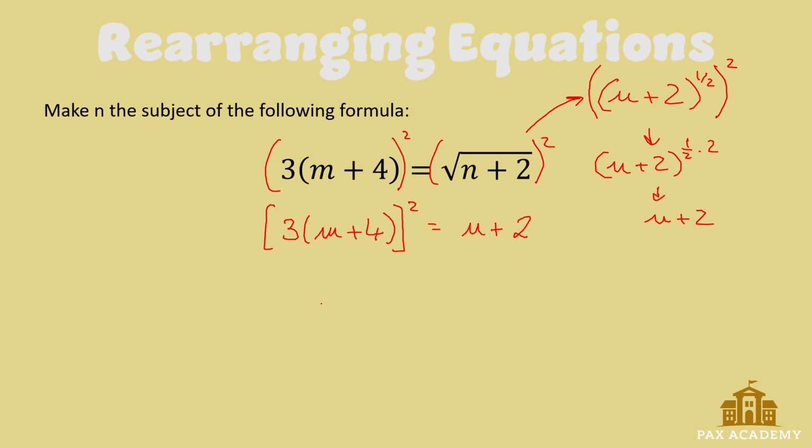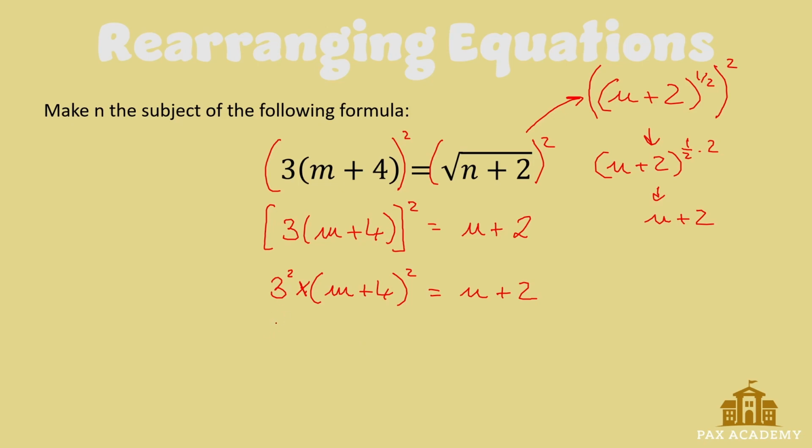Okay. Now the next thing to do is, as you can see, we have this whole thing on the left hand side squared. So this means that we need to square each term inside of the brackets. So in this case, we need to do 3 squared times (m plus 4) squared, which is equal to n plus 2. Now, sorry, this means times. Okay? Okay, now we need to expand these squared terms.